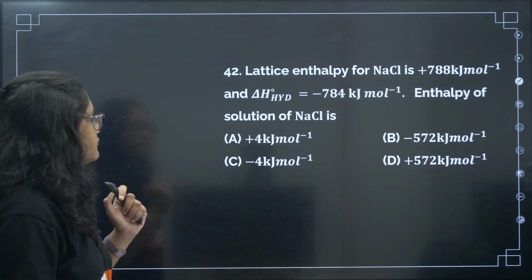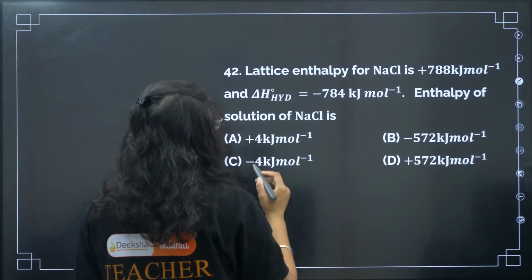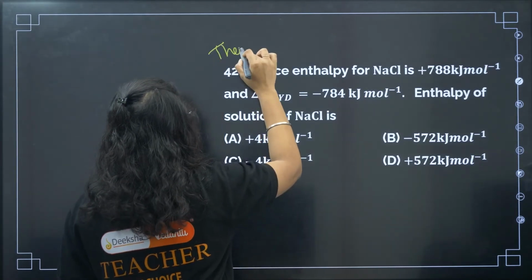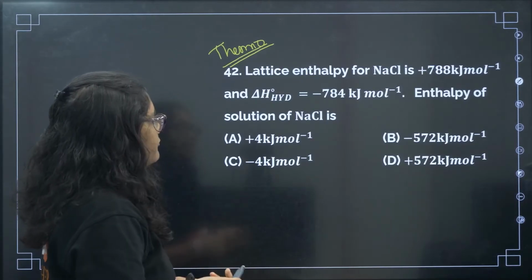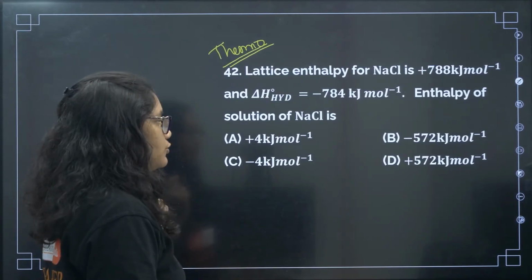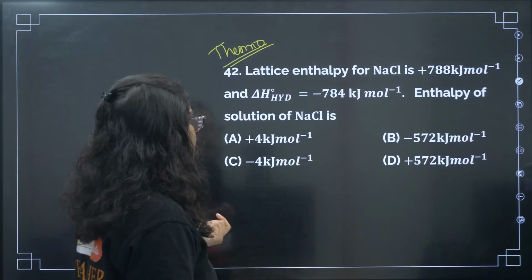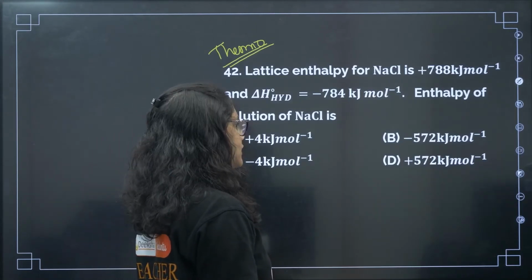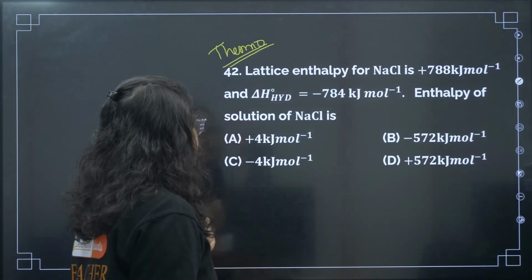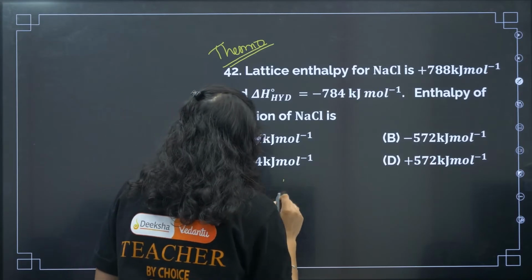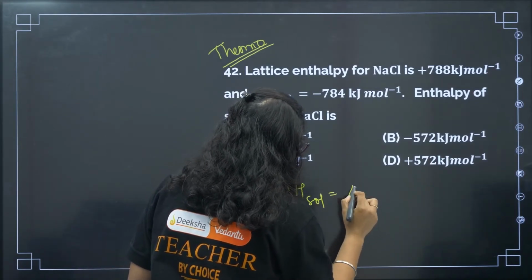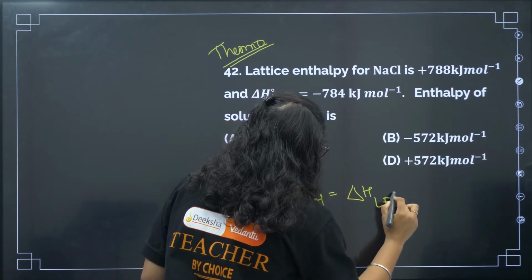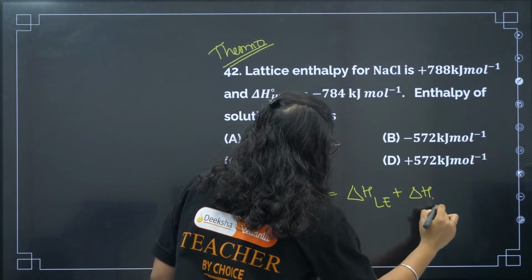Now coming to question number 42, the lattice enthalpy for NaCl. So this question is from thermodynamics. PU1 topic, lattice enthalpy of NaCl is 788 kilojoule per mole and the hydration enthalpy is minus 784 kilojoule per mole. Enthalpy of solution of NaCl. Okay. So here you need to know the formula that delta H of solution is equal to delta H lattice enthalpy plus delta H hydration.